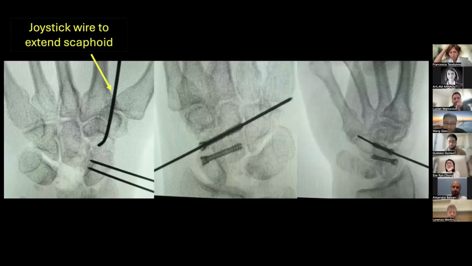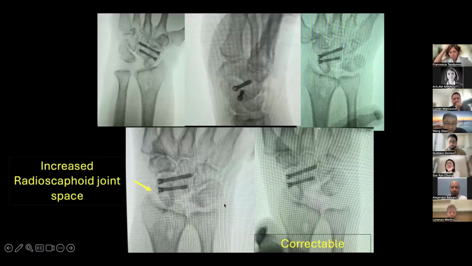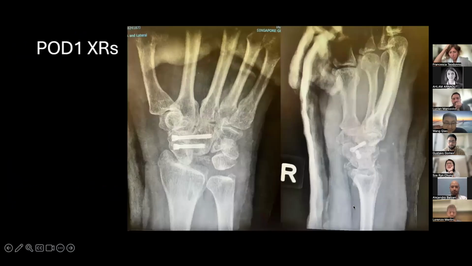Then before the fusion, we inserted a joystick to correct the flexion of the scaphoid before completely fusing the joint. You can see here after the fusion, the radioscaphoid space seems to be increased. However, this is correctable and reducible. Then this is the first X-ray after the surgery. At this point in time, you can see the scaphoid posture has been corrected, and the bone contact is quite significant. It's quite good.